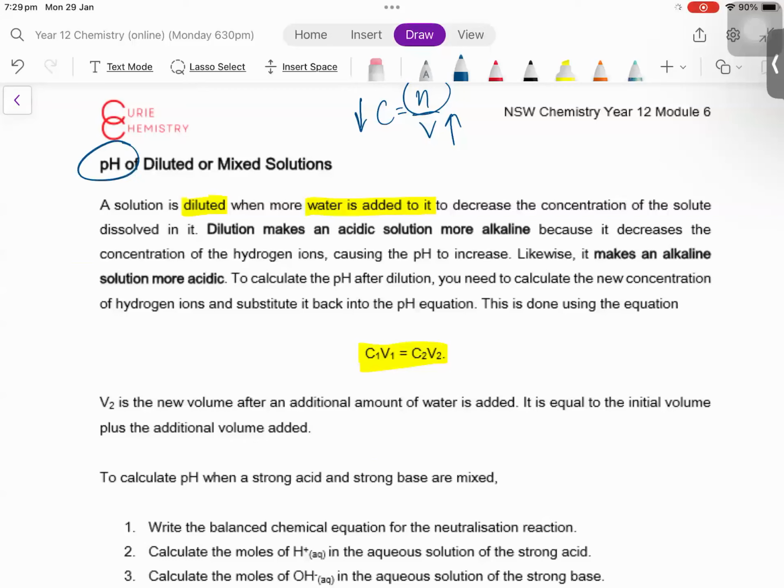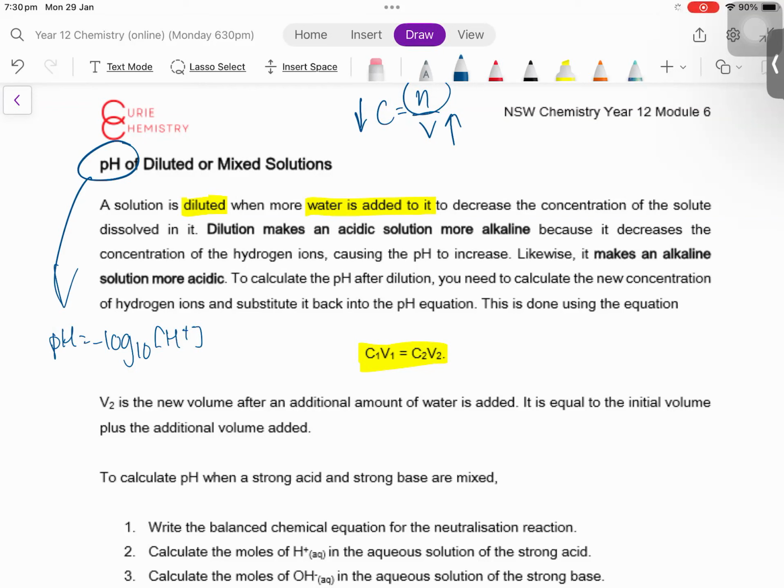Okay, so when you're looking for pH, you know pH is negative log base 10 of H plus. So if the question says, what's the pH after diluting, you need to find the concentration after it's done diluting, after the volume's done changing, and then just pop it back into your pH equation.